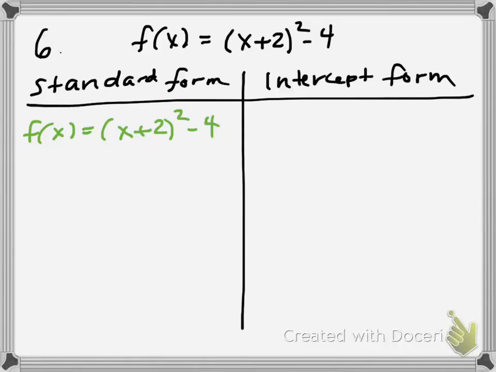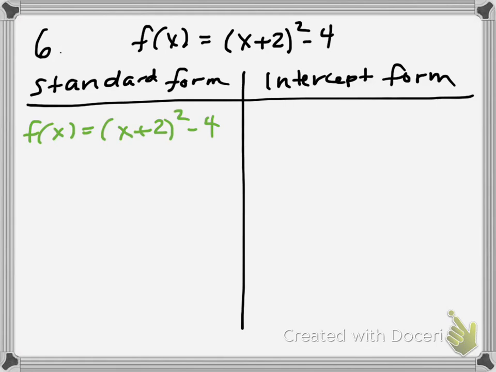Number 6, we're asked to convert this quadratic from vertex form into standard form and intercept form. So the first thing I would choose is to convert it to standard form, because in order to convert it to intercept form, you're going to need to factor it, which it needs to be in standard form for.